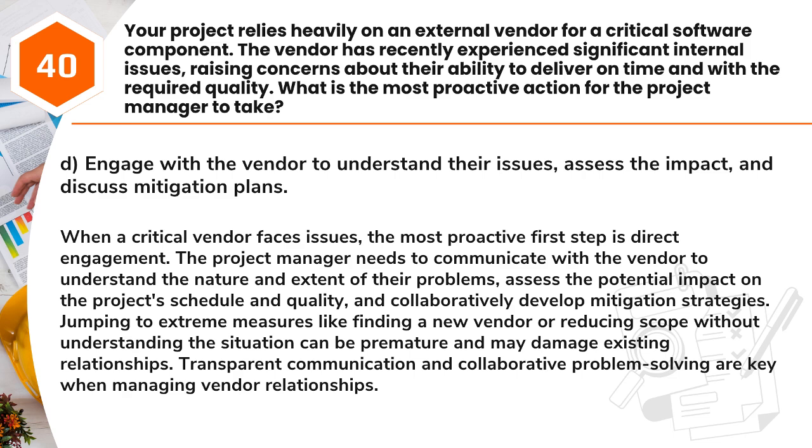When a critical vendor faces issues, the most proactive first step is direct engagement. The project manager needs to communicate with the vendor to understand the nature and extent of their problems, assess the potential impact on the project's schedule and quality, and collaboratively develop mitigation strategies. Jumping to extreme measures like finding a new vendor or reducing scope without understanding the situation can be premature and may damage existing relationships. Transparent communication and collaborative problem solving are key when managing vendor relationships.